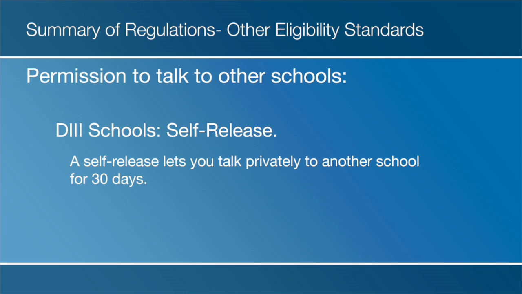If you are thinking about transferring to another Division III school, you can do it yourself by simply sending a self-release. This self-release gives you 30 days of privacy to talk to another institution about transferring without having to notify your current school. Complete the form, date it, and send it to the institutions where you are interested in transferring.